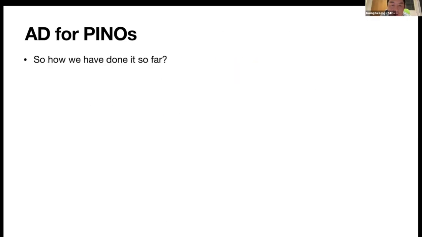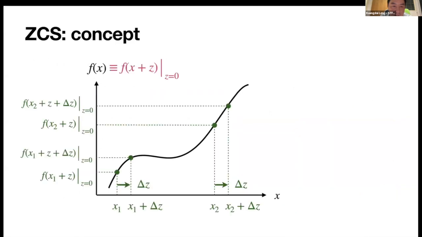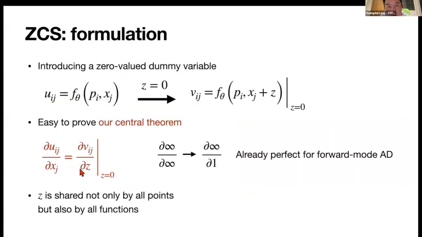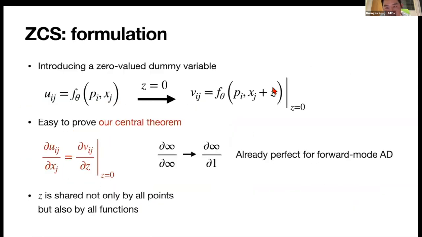In our case, please let me go to here. So this is the operator. We add this z to this, right? In this figure, we show that this delta z, or z as a leaf variable, is shared by all the points x1, x2, x3. And what's different here is that if we add a single scalar value z here, this z will also be shared by the function dimension.